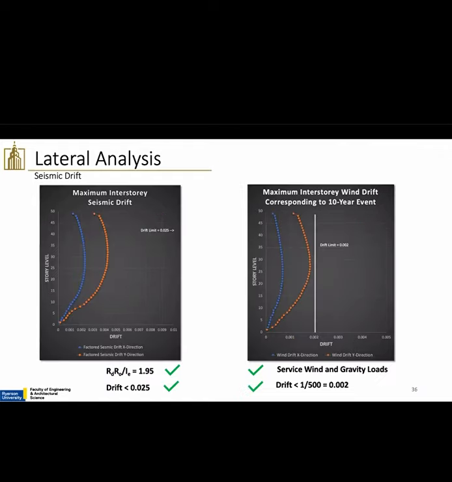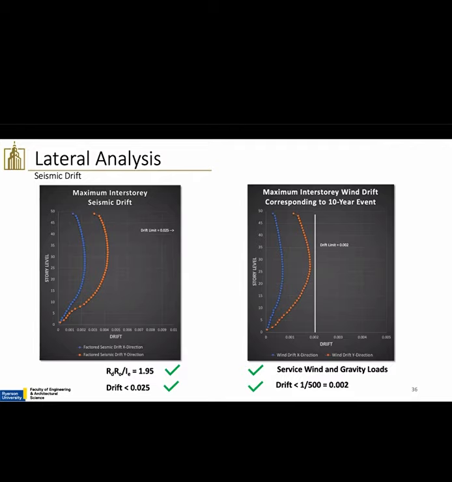For drift analysis, the MDCC requires seismic drift values to be multiplied by the ductility and overstrength factors and divided by the importance factor, which is 1 for this building. So the left graph shows the maximum inter-story drift for seismic loading while considering these added factors, and you can see that we're well below the seismic drift limit.